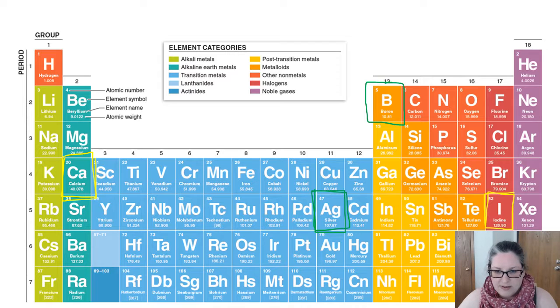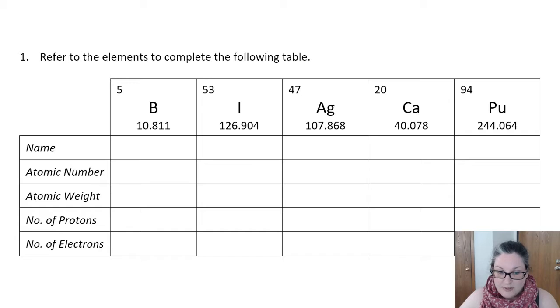So boron is number 5, and 10.81 is what its atomic mass says, or atomic weight. So that is 10.811 as it says right here. So this is boron.